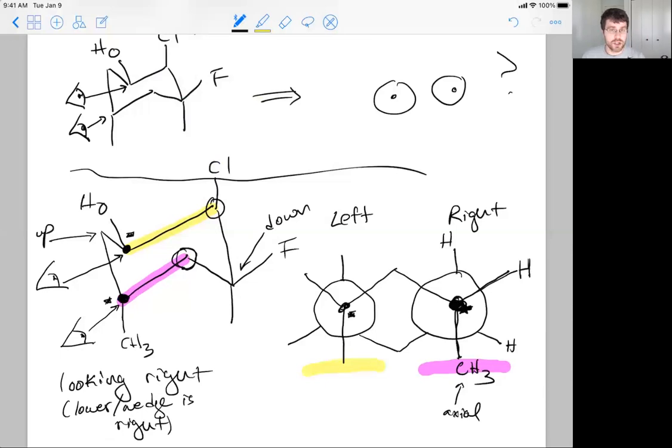That OH is in a really tough position if you're not comfortable with chair structures yet. Is it equatorial or is it axial? It is in fact equatorial. Maybe it's on me, maybe I need to make my flap a little bit more pronounced, but it is the most difficult to visualize, but it is equatorial.